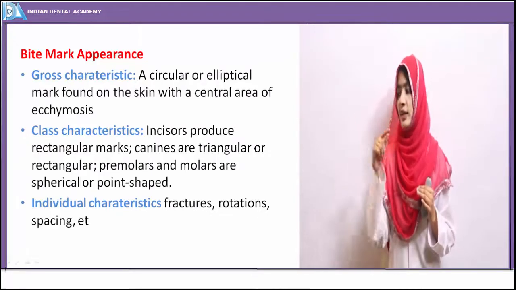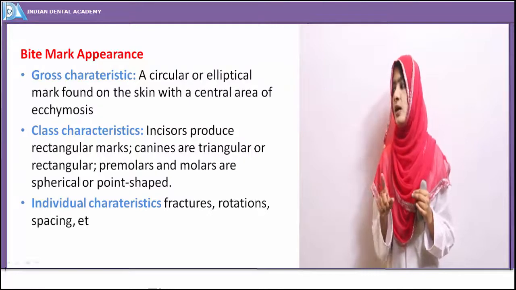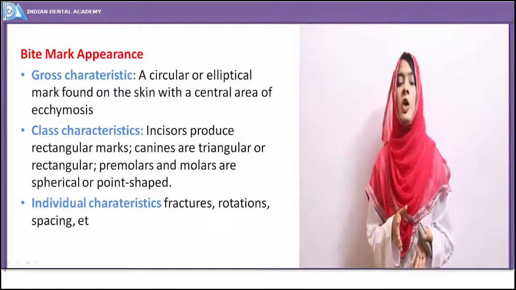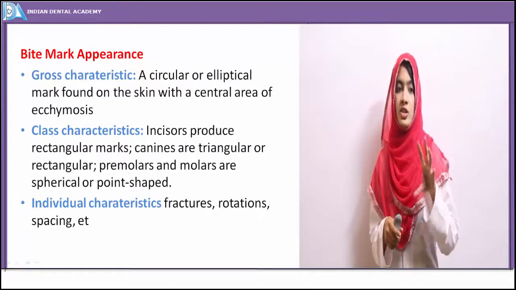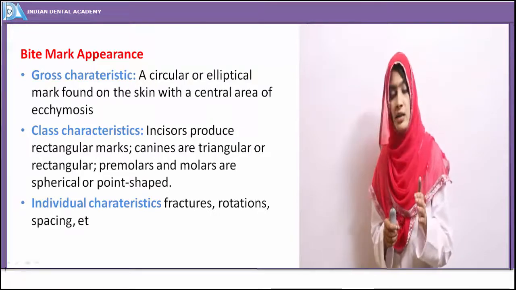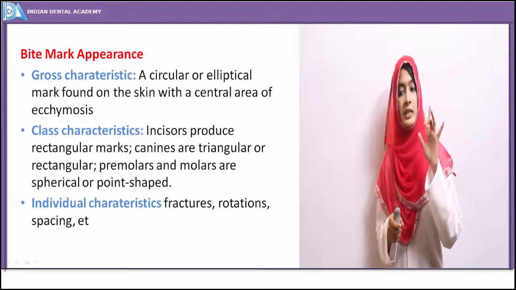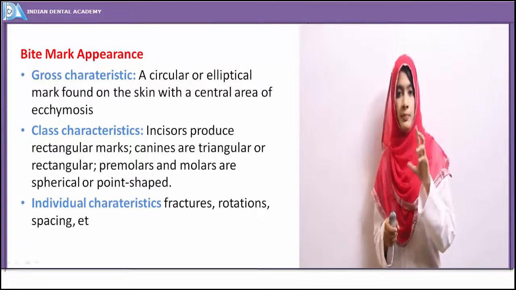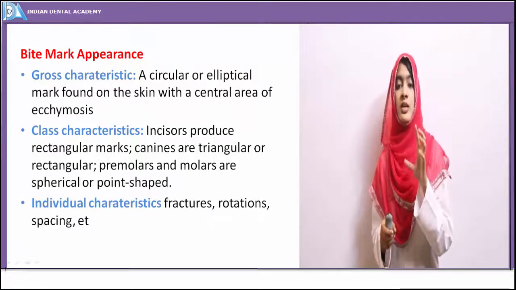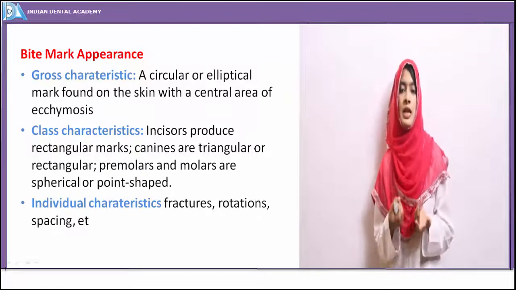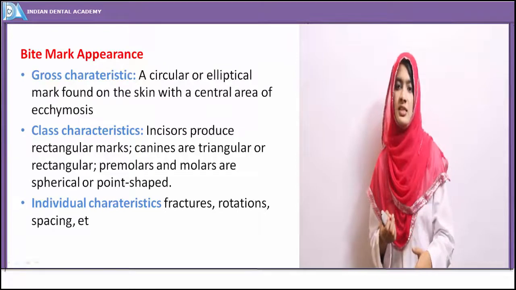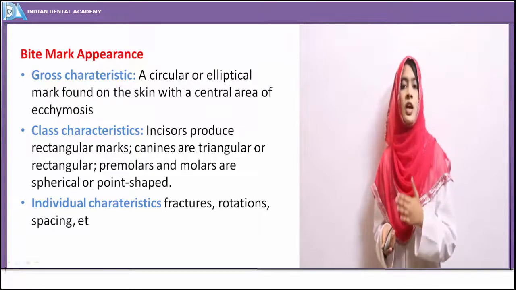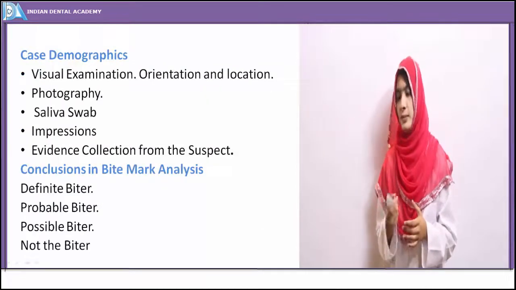Like the incisors leave a rectangular mark, canines leave a triangular mark, premolars and molars leave a spherical or pointed shape mark. You have to observe the class characteristics of each mark left, and whether there is any difference in a particular class characteristic. Suppose the incisors have a class 3 or class 4 fracture, so the mark produced by that incisor will be a little bit different, right? So you have to notice the individual characteristics of the bite marks.